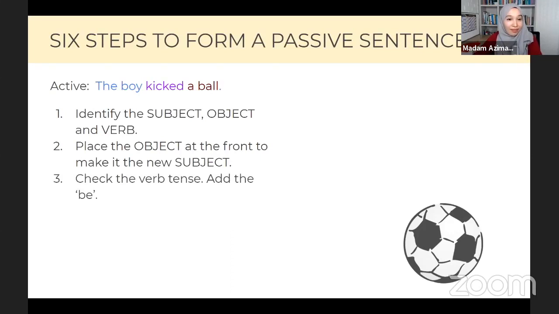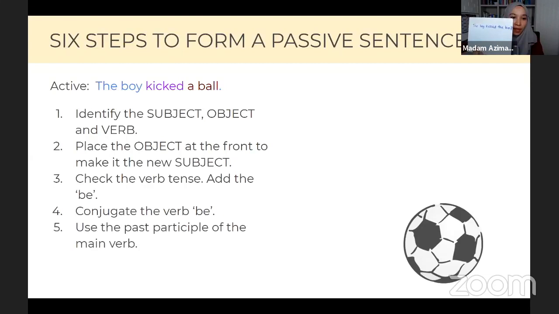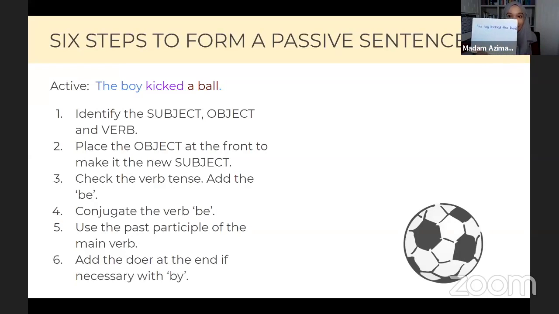Check the verb tense, add the be. Can you guys do that? So I have to push the ball at the front, conjugate the verb be, and then number 5, you use the past participle of the main verb, and then add the doer at the end if necessary with the word by. So the boy kicked the... the ball has to be at the front.